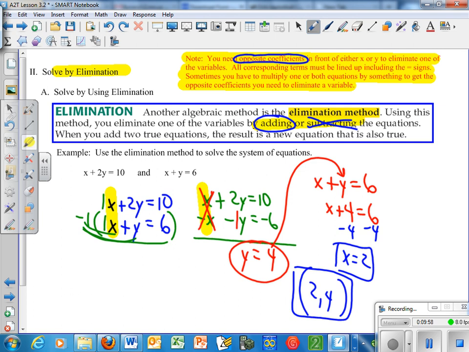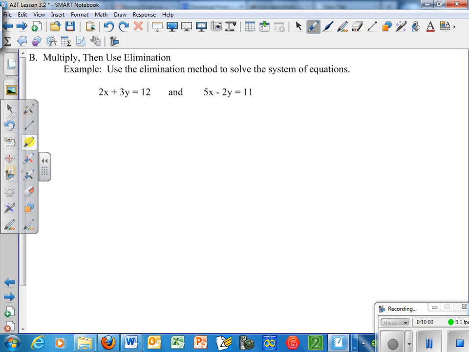Okay, another elimination example here. So let's line everything up. So 2x plus 3y is equal to 12. 5x minus 2y is equal to 11. Okay, let's take a look at what we're starting with. Notice we've got everything lined up like we talked about. The x's, the y's, the equal signs, and then the constants of 12 and 11 this time.